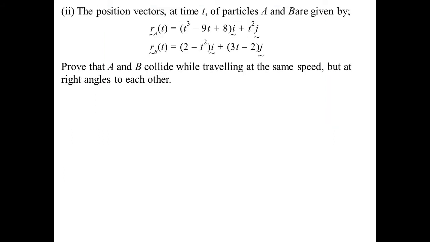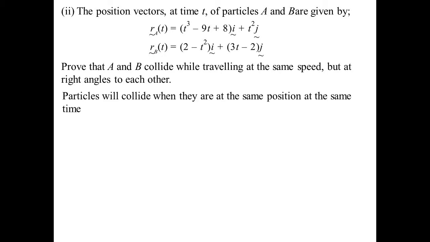All right. Now this time we've got two different particles, A and B, and there's their equations. Now we want to prove that they will collide when they're travelling at the same speed, but they'll be at right angles to each other. So all we've got to work with is our position vectors. We know they'll collide when they are at the same position, but also at the same time. So let's solve them simultaneously.